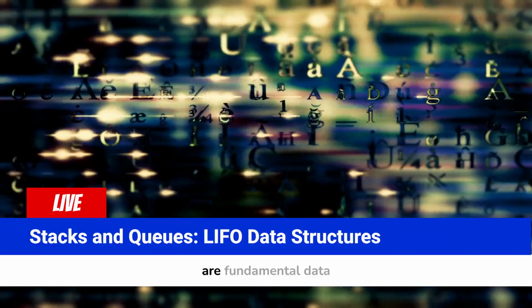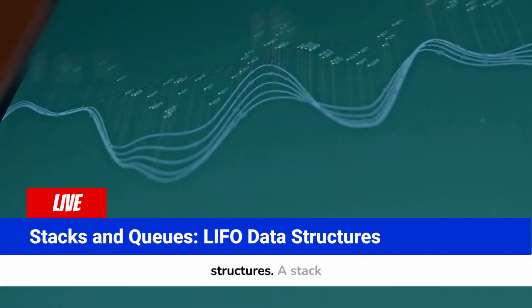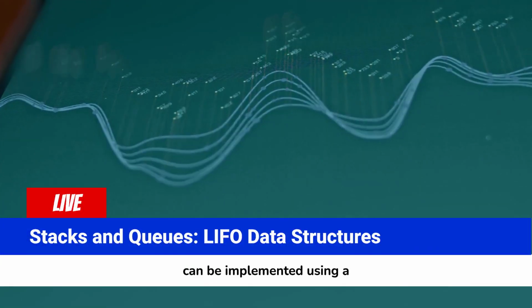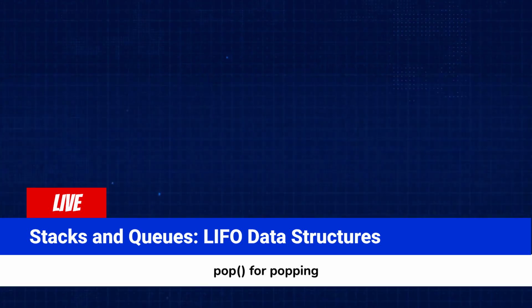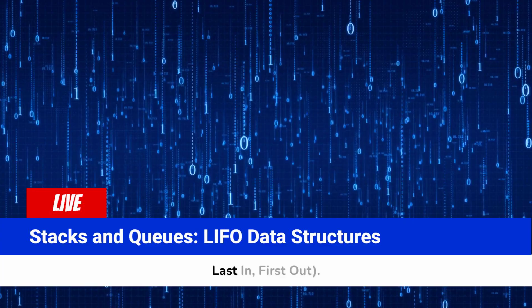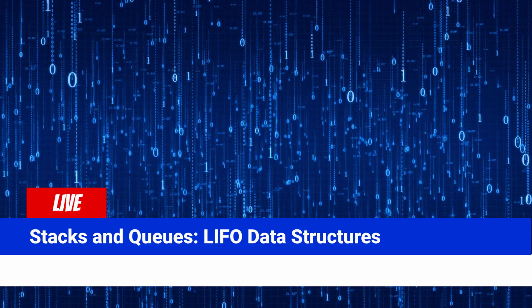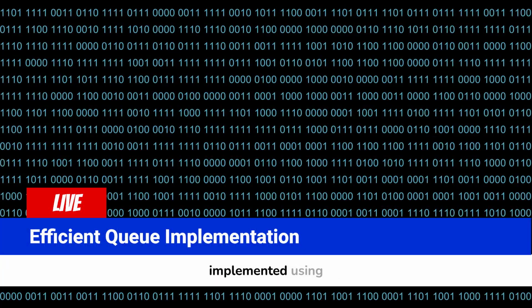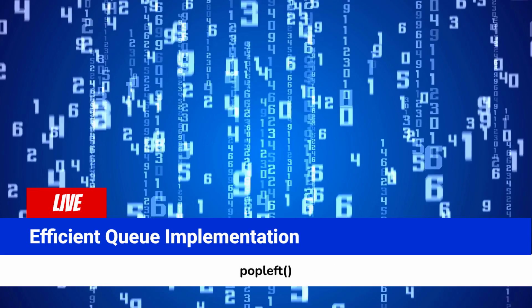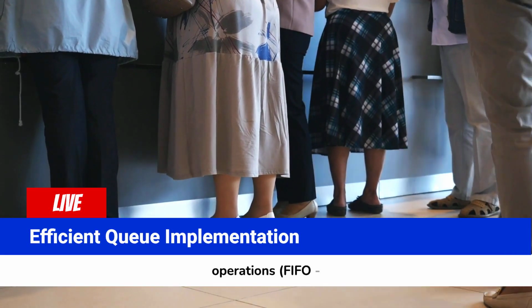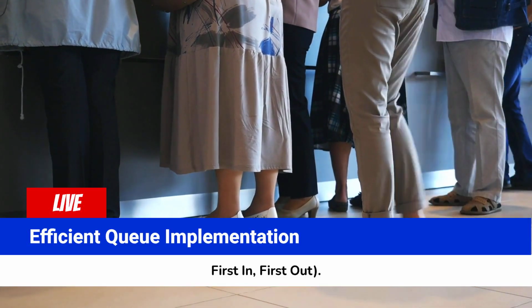Stacks and queues are fundamental data structures. A stack can be implemented using a Python list with append for pushing and pop for popping elements, LIFO, last in, first out. A queue can be efficiently implemented using collections.deque for optimized append and popleft operations, FIFO, first in, first out.